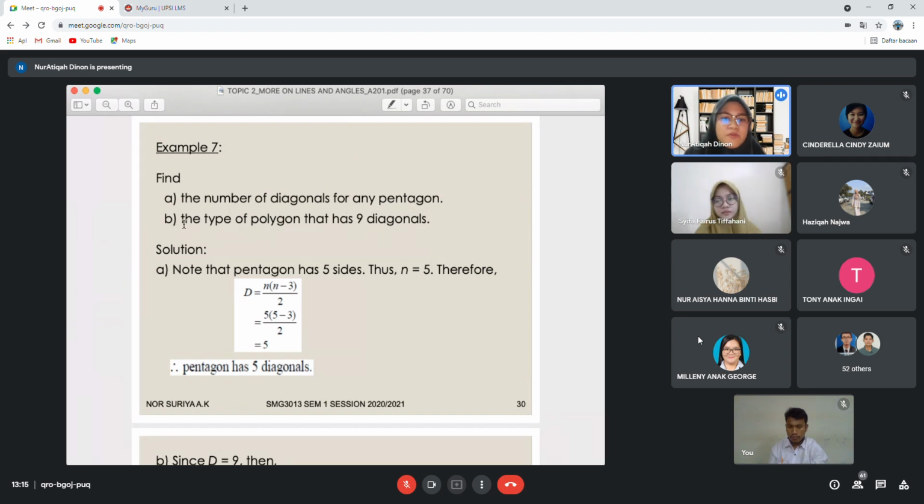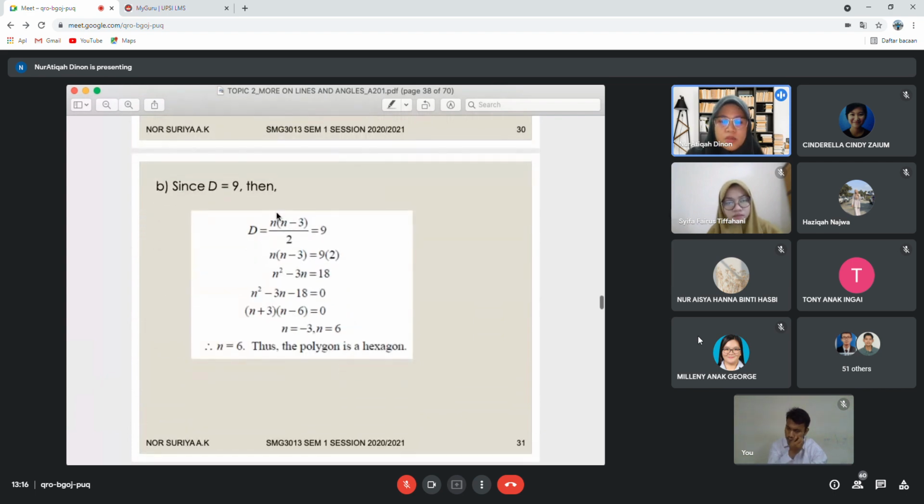And then for B, the type of polygon that has 9 diagonals. So we are given the number of diagonals as 9, and we need to find the type of polygon. So first, pentagon has 5 sides. Thus n equals 5. So we put the value of 5 here, and then we got D is equal to 5. So pentagon has 5 diagonals.